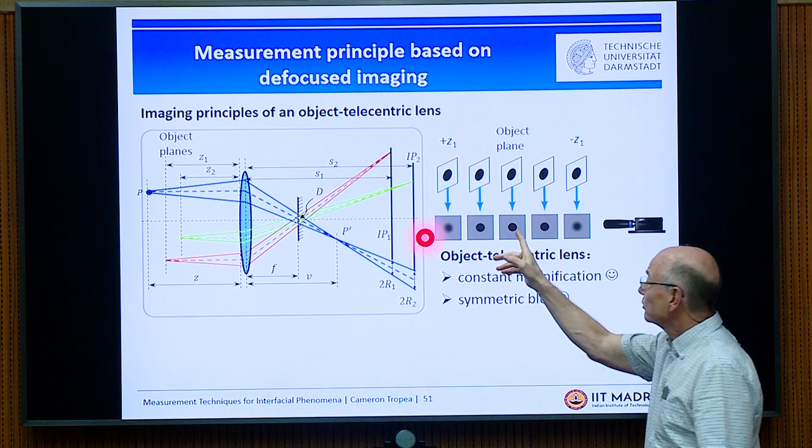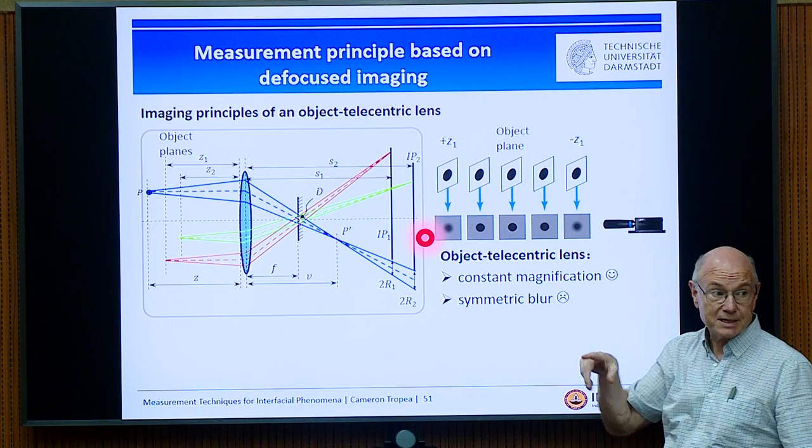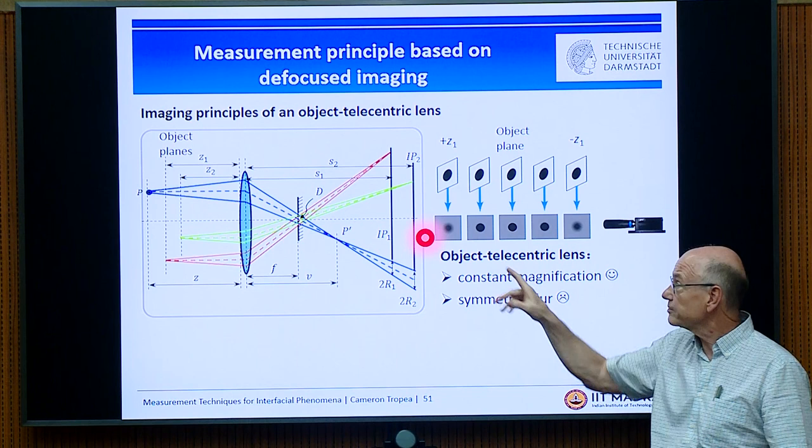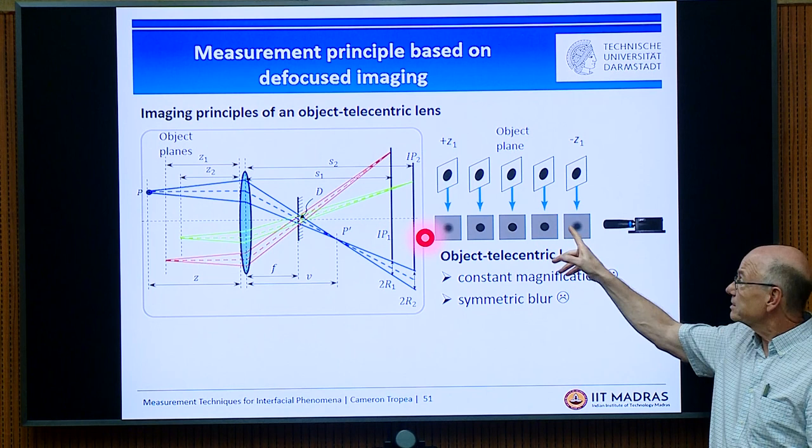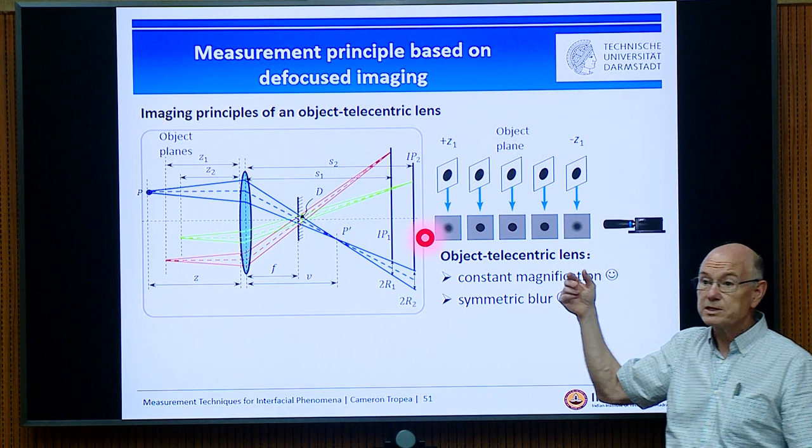It gets blurred. The magnification doesn't change if you use a telecentric lens. So we're using the telecentric lens, so the magnification stays the same, but the thing gets blurred. Okay, so the question is, if you have a blurred picture, could you get the size and the position? And already you see there's ambiguity. You don't know whether it's in front or behind the focal plane.